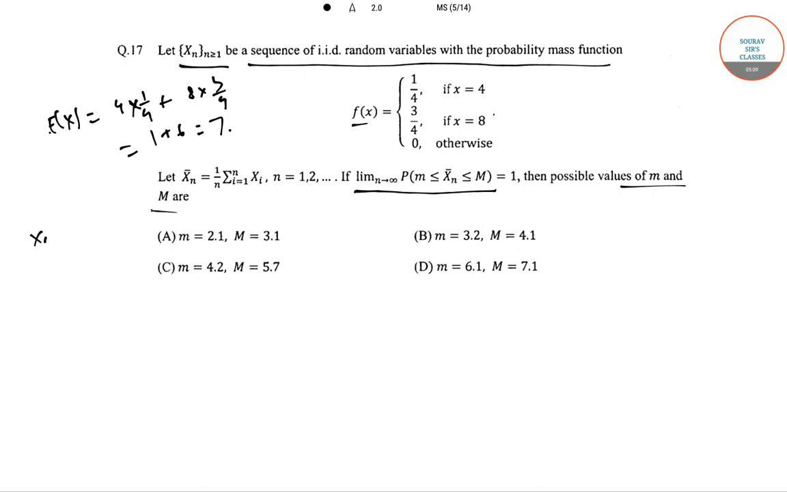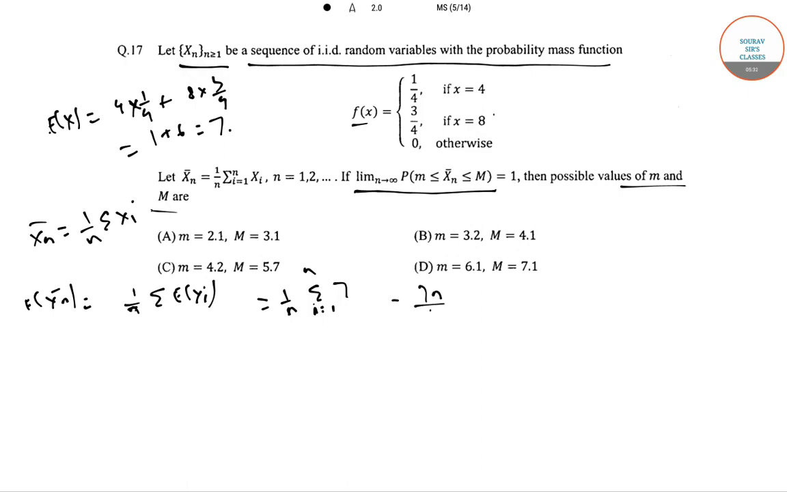Now Xn bar is equal to 1 by n summation Xi. So expectation of Xn bar is equal to 1 by n summation of expectation Xi, which is 1 by n summation i equal to 1 to n of 7, that is 7n by n, which is equal to 7. Thus, as n tends to infinity, Xn bar tends to 7.